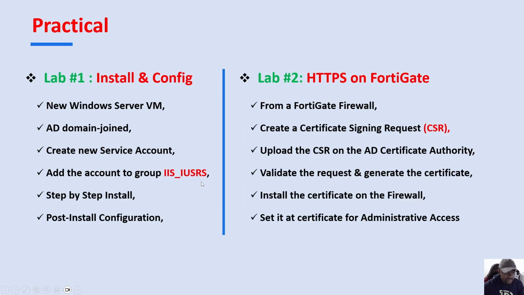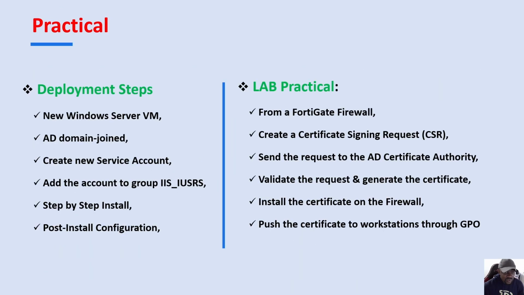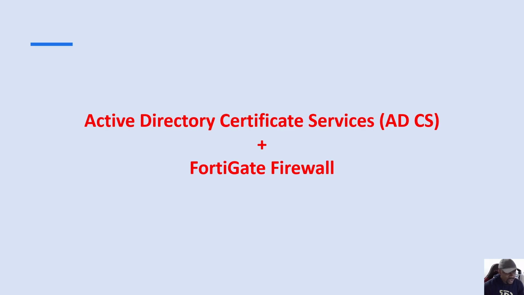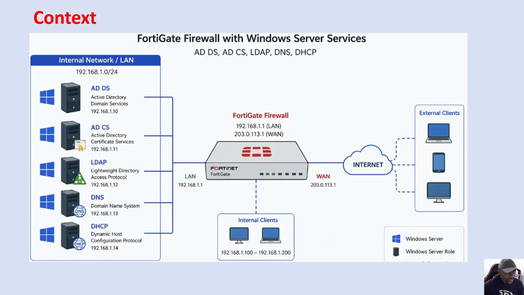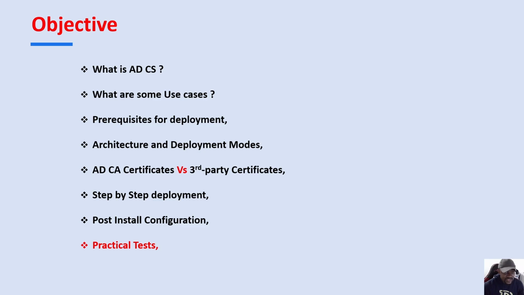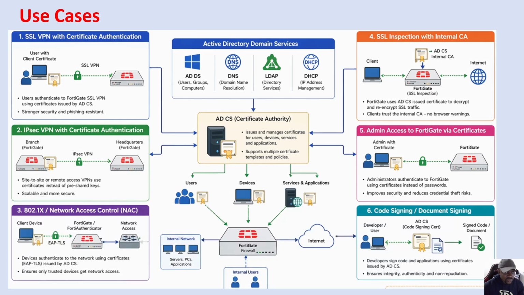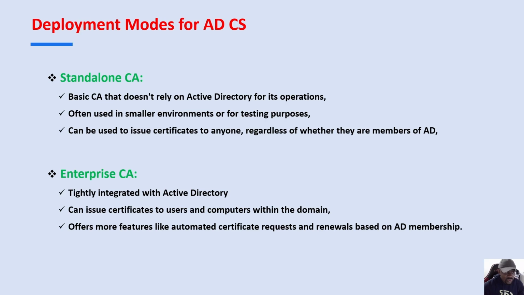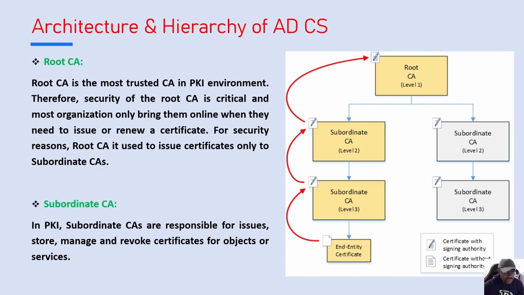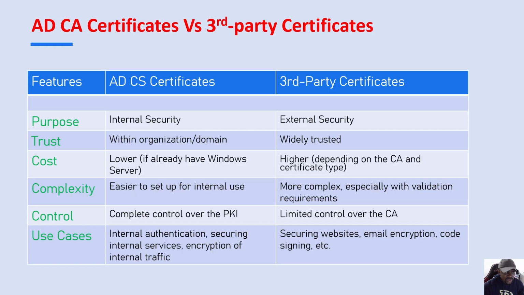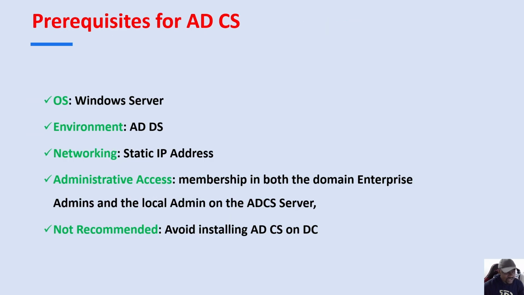Before this video, in the previous video, where we started this series of videos on Active Directory and FortiGate firewall, we saw the context. We explained the context and some of the use cases. We also did deployment modes. We explained architecture and hierarchy. We also did a comparison between having an ADCS server on your premises versus buying certificates from a third party certificate authority. We thought about prerequisites.